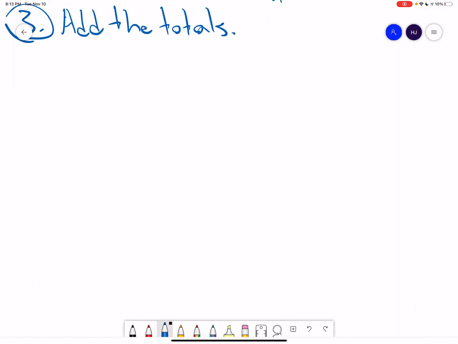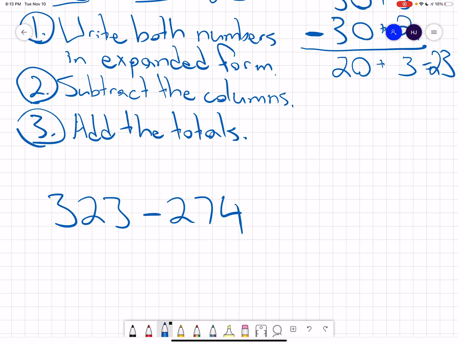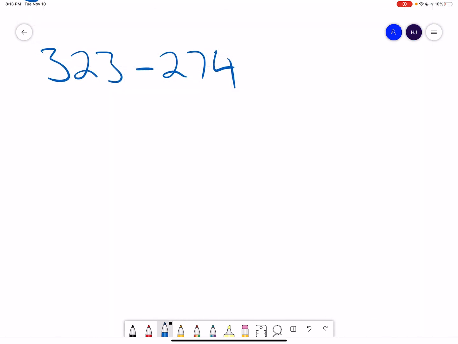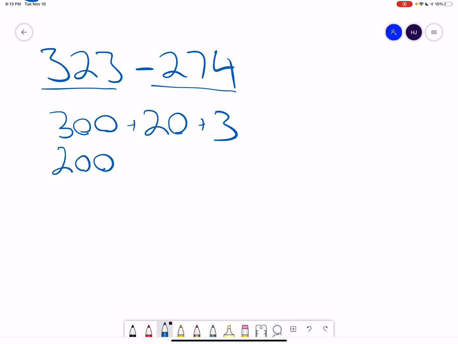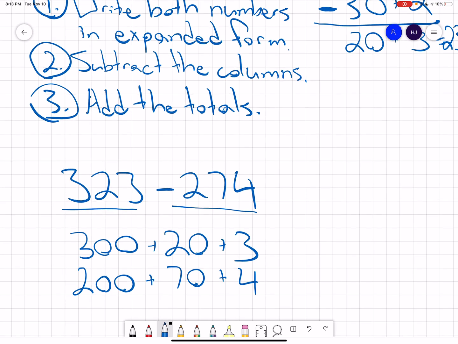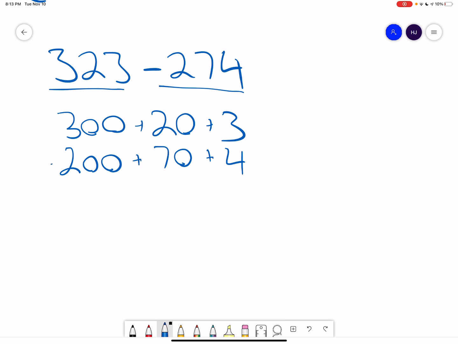Let's go with 323 take away 274. All right. Now, of course, step 1, as we can see, write both numbers in expanded form. Our first number is 300 plus 20 plus 3. Our second number is 200 plus 70 plus 4. Our second step is going to be to subtract the columns. So, we're going to put our subtraction symbol over there.